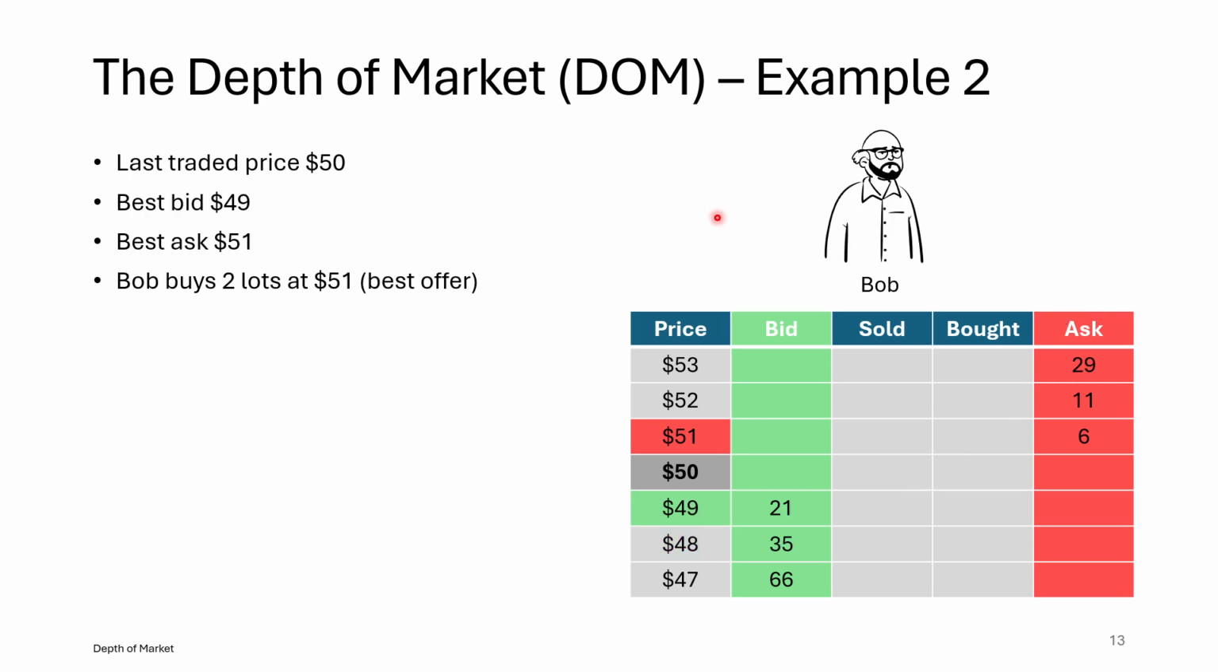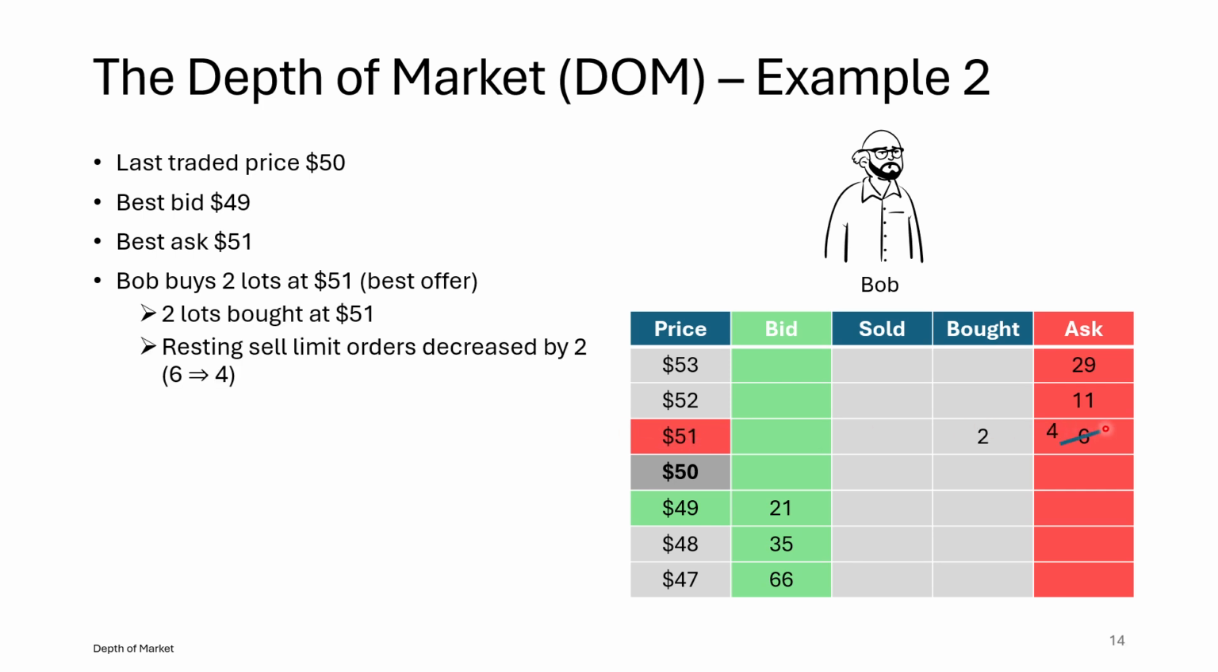Now let's look at an example where we have traders who want to buy rather than sell. Again, the last traded price is $50. Best bid 49 and best ask is 51. And Bob now, instead of wanting to sell like in the previous example, wants to buy. Let's say he wants to buy 2 lots at the best available price, so at the best offer, which is $51. So obviously no problem at all, because as you can see here, there is enough supply, right? There are enough resting limit orders at this level.